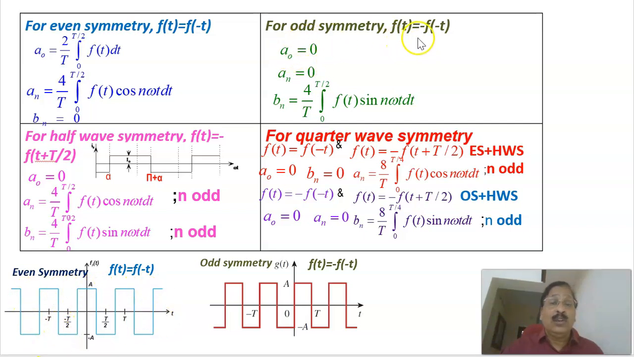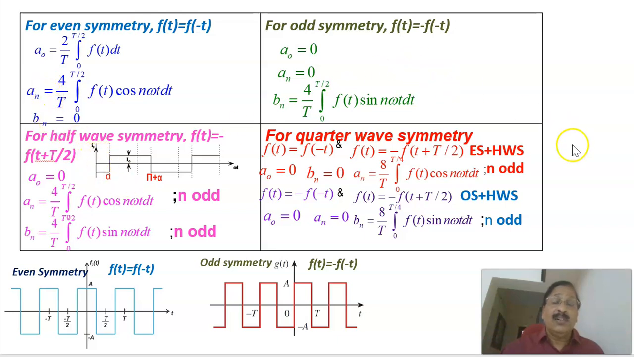Similarly, odd symmetry means a waveform in which f(t) equals minus f(-t). That type of waveform is called odd symmetry. In odd symmetry, a0 equals 0, so the DC quantity becomes 0, and an is also equal to 0, and bn equals 4 by T integral 0 to T/2 f(t) sin n omega t dt. Therefore, for a waveform having odd symmetry, these are the values of a0, an, and bn, and for even symmetry, the values are as given before.